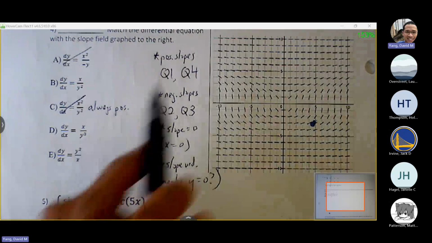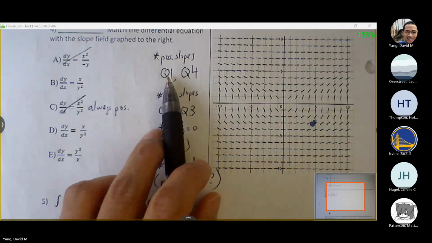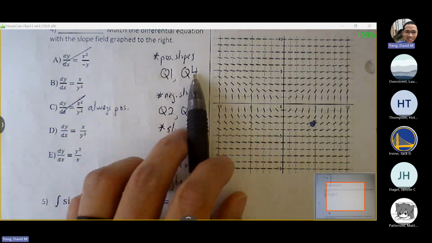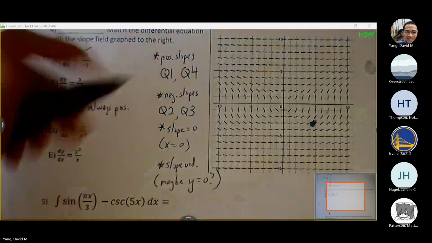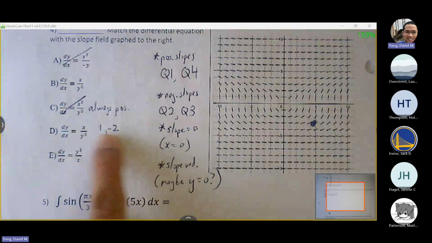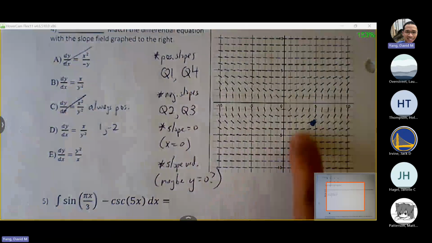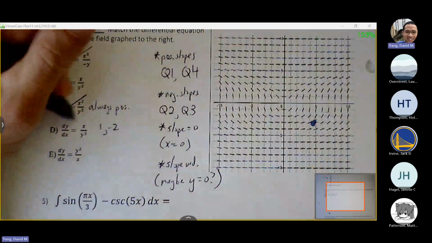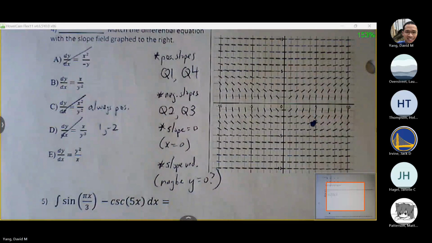X over y cubed is positive in the first quadrant. But what if I plugged in a fourth quadrant ordered pair, like 1, negative 2? One over negative 2 cubed is negative, and negative doesn't match with what I see here, so this one is out. Okay, so I'm down to 2 options here, either B or E.